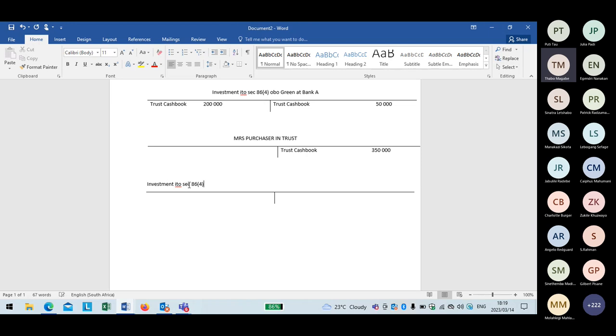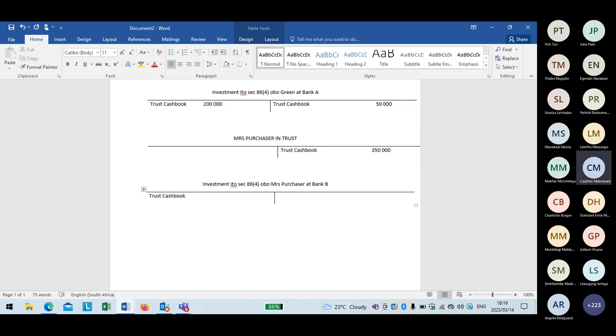Is it 86.4 or 86.3? 86.4. It's an instruction from the client, so it's 86.4. And how much is being invested here? 300,000. Debit or credit? Debit. Yes, debit, the left side. With debit, the investment account.